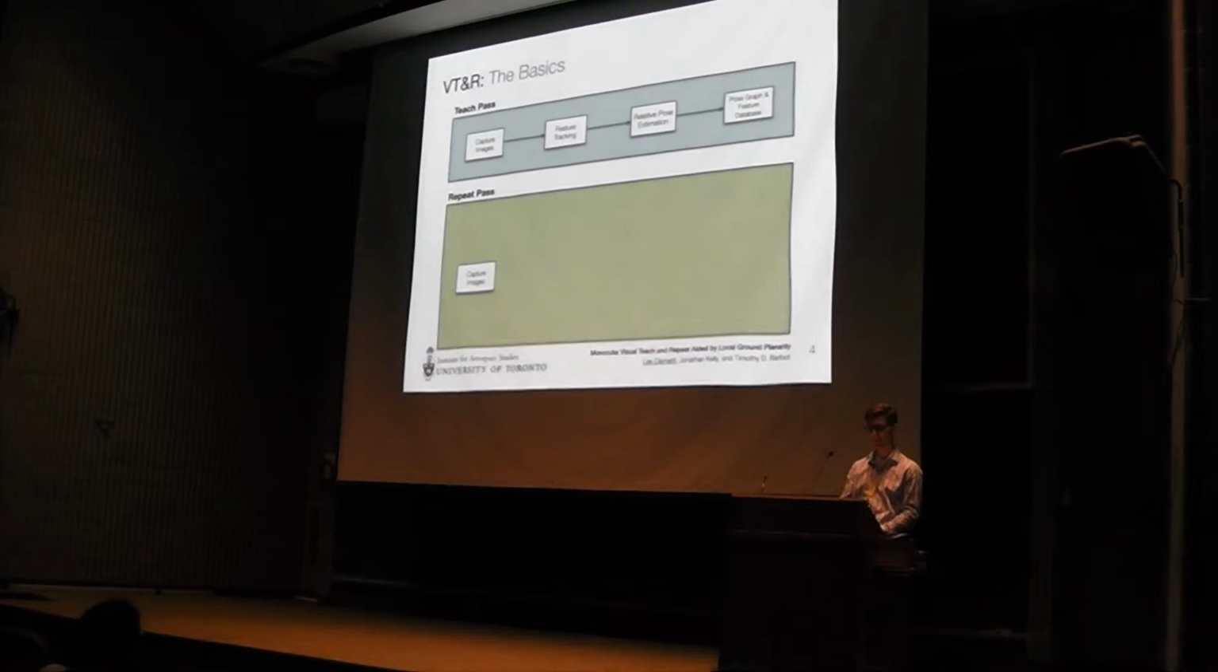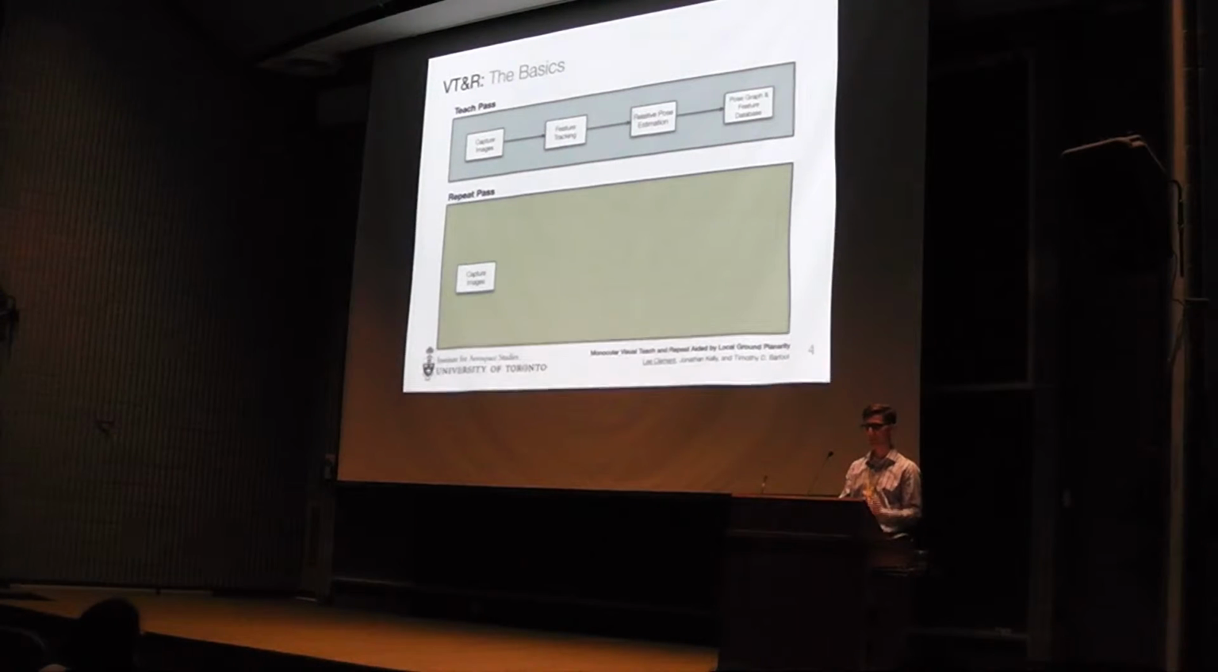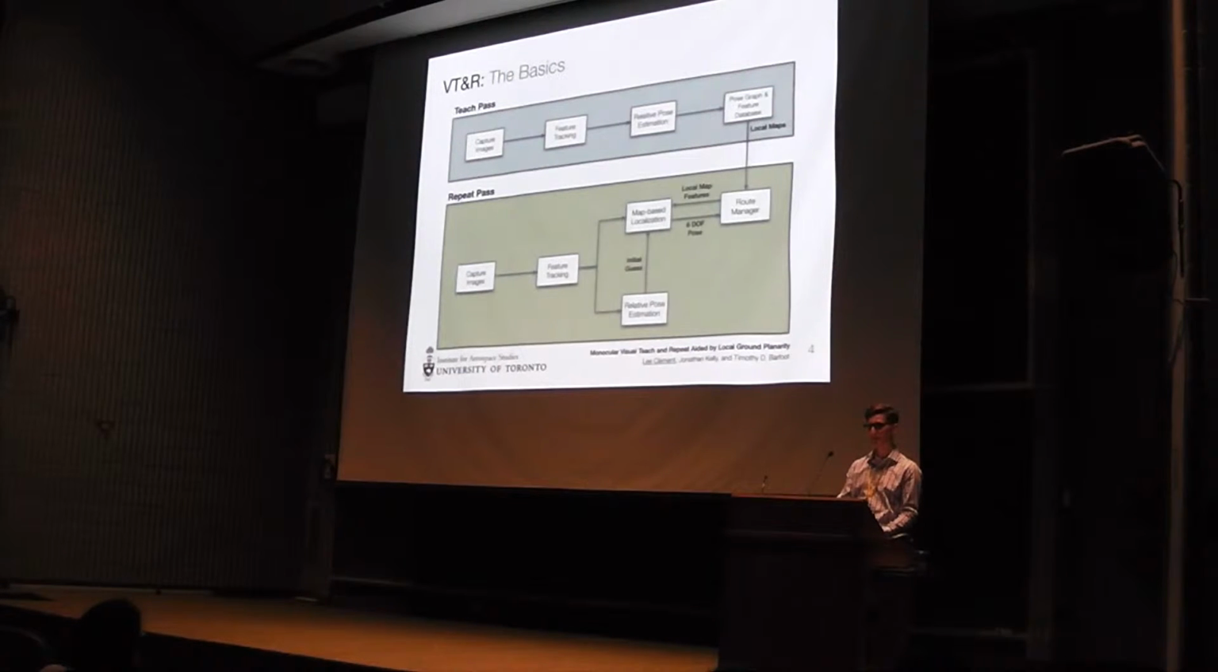And then in the repeat pass, you use pretty much the exact same localization procedure. So again, you're capturing images from your vision sensor, tracking features against them to get relative pose estimates. But then we're also localizing against this map that we built up in the teach pass. What we do is we basically have a window of keyframes around where we currently are in the path, and we do a bundle adjustment over that window to get a very accurate metric local map of where we are and localize against it down to the centimeter.